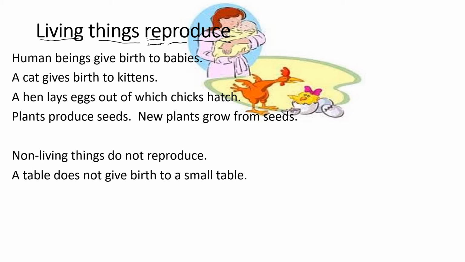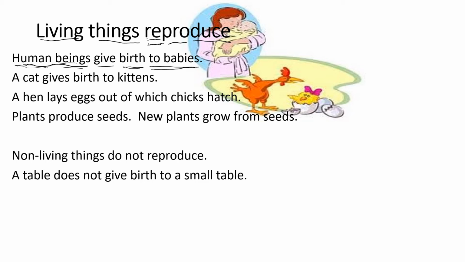Now, human beings are children. I've told you before, men, women and children. Human beings, they get into the group of human beings. They give birth to babies. Sure you all have a younger brother or sister? And you are a human being, you yourself, when you were younger, you were called a baby. So, human beings give birth to babies. Who are human beings? Men, women and children.